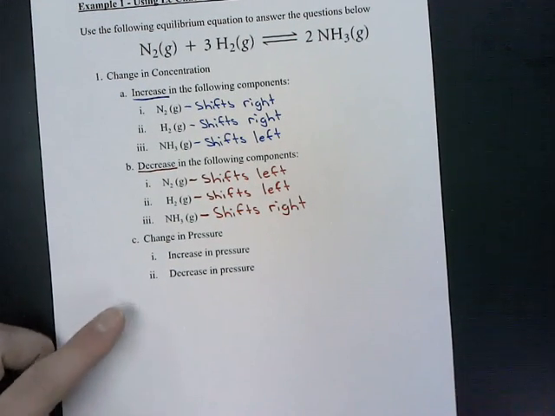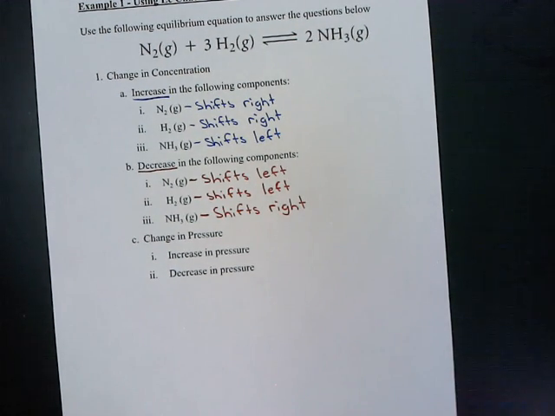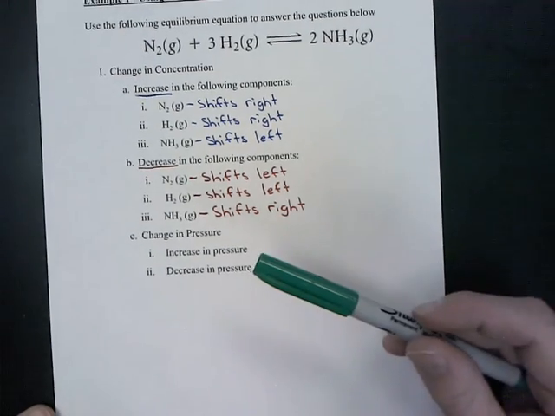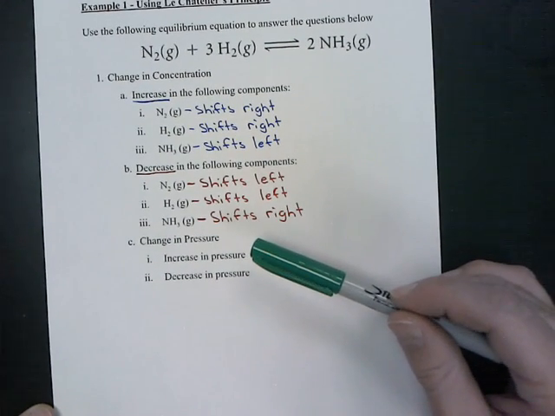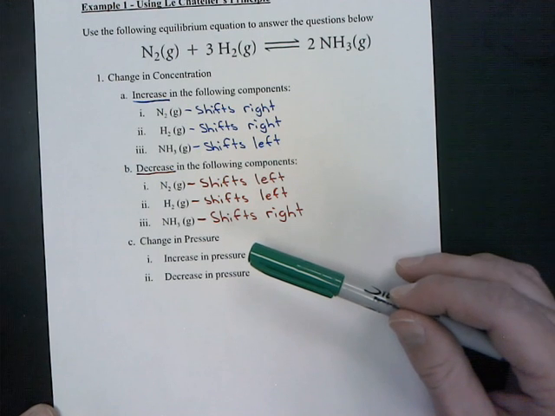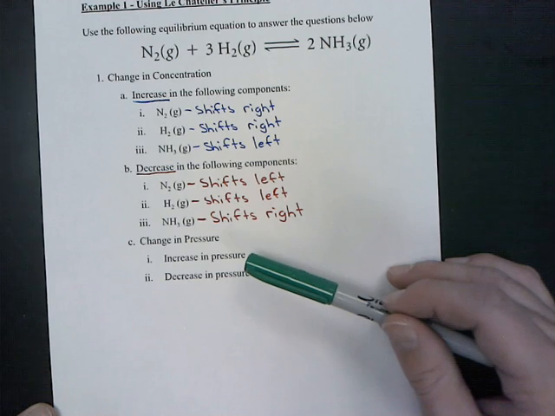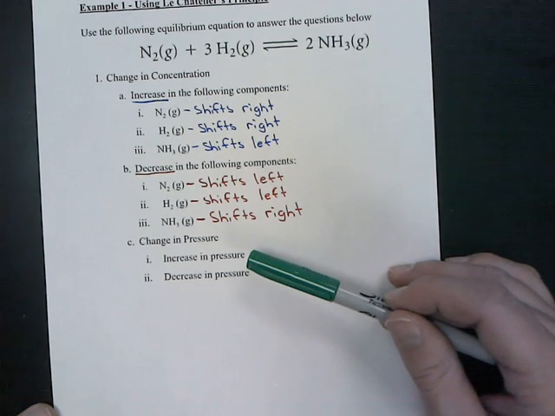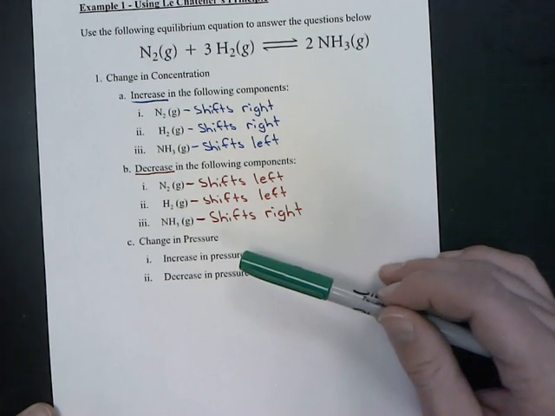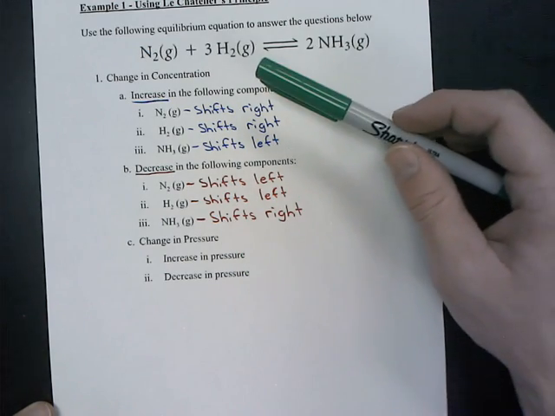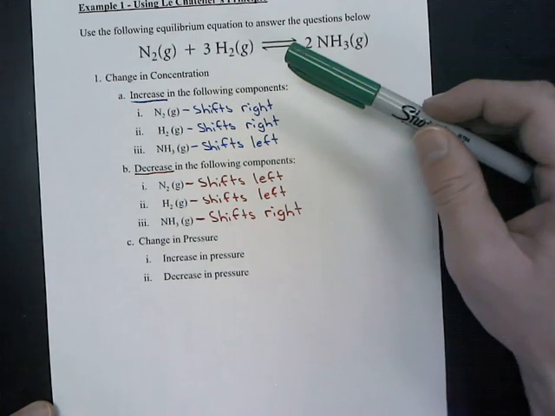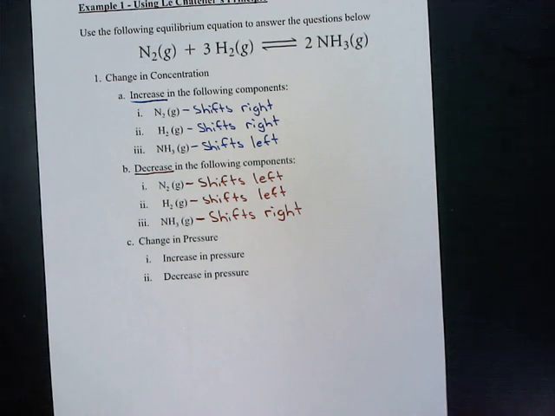Now, our change in pressure, we have to do a little bit of work to obtain which way the equilibrium shifts. If we increase pressure, the definition on the first page said the equilibrium shifts to the side with the least number of moles of gas. So before we answer these two questions, we need to count the total number of moles of gas in this particular equilibrium expression.